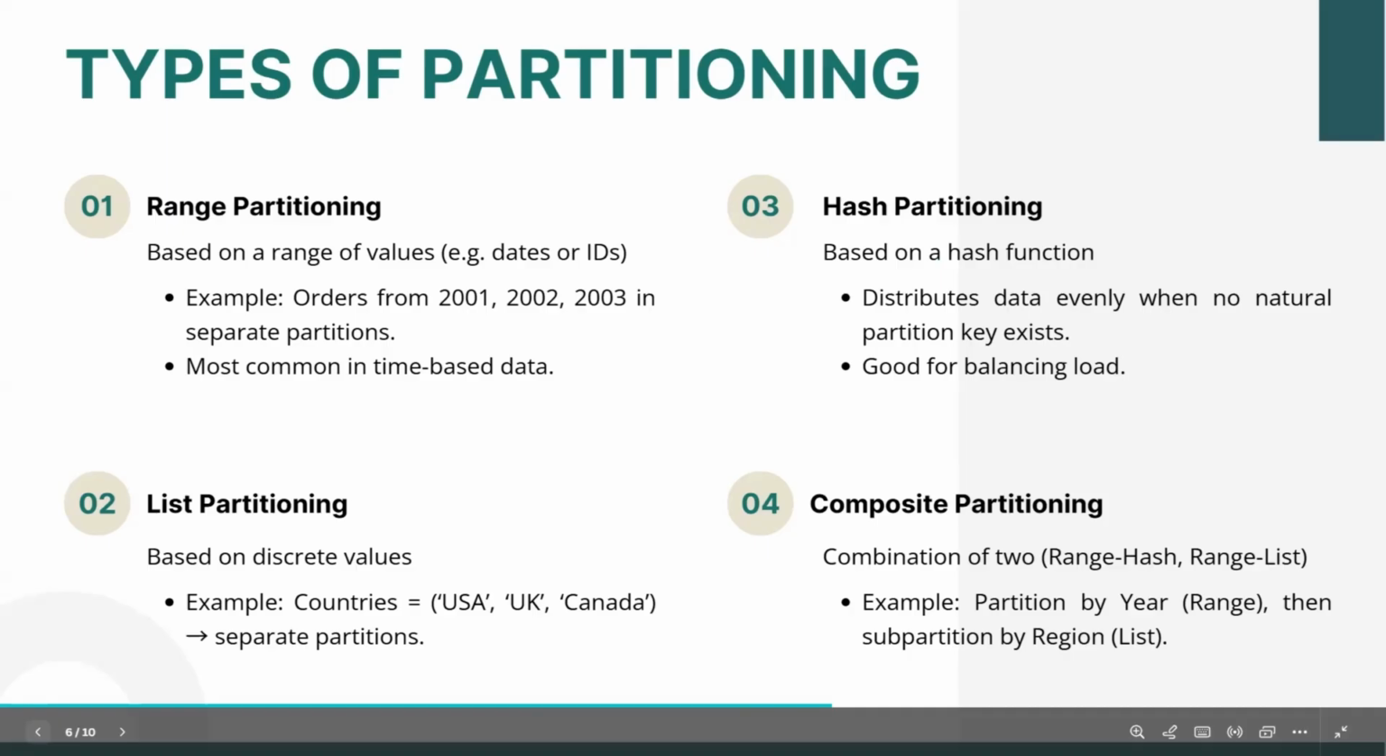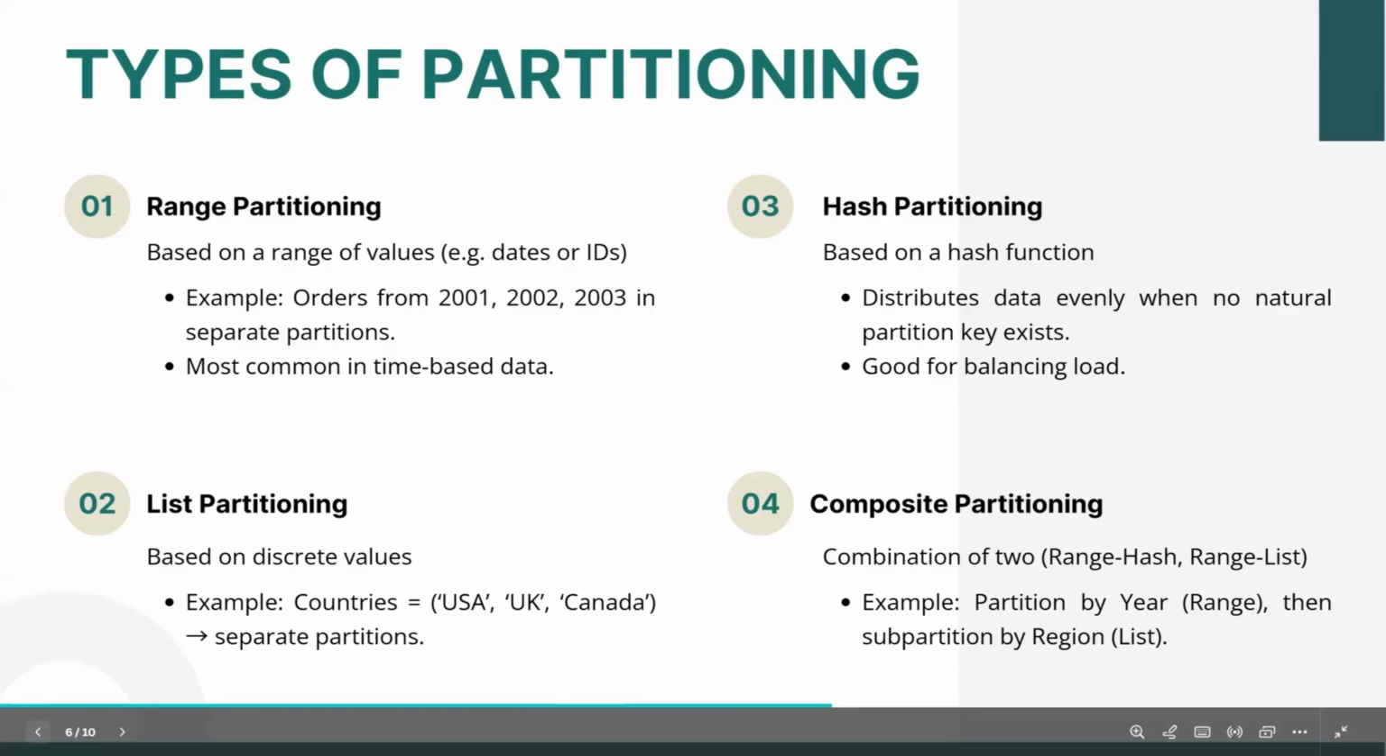List partitioning is based on discrete values. For example, say you have discrete values like your country column, you have USA, UK, Canada, you can now separate those values into partitions. Hash partitioning is based on a hash function. It distributes data evenly when no natural partition key exists. So if you don't use range or list partitioning, Oracle would just distribute the data evenly, and it's good for balancing load. And then composite partitioning is a combination of two, because it's composite.